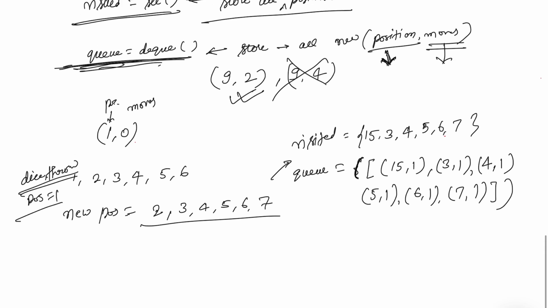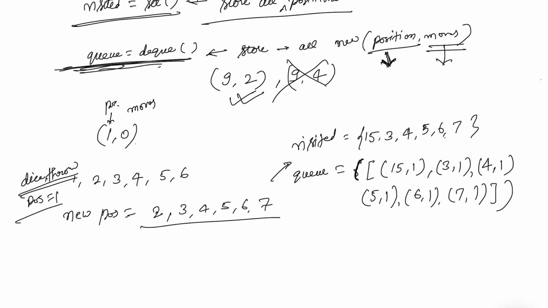And its visited values are 15, 3, 4, 5, 6, and 7. So all have gone in a single move. This is the case where the dice can be 1, 2, 3, 4, 5, 6. So these are the possible moves, and these are the visited positions. For each queue position and its moves, we will check the next dice throw.